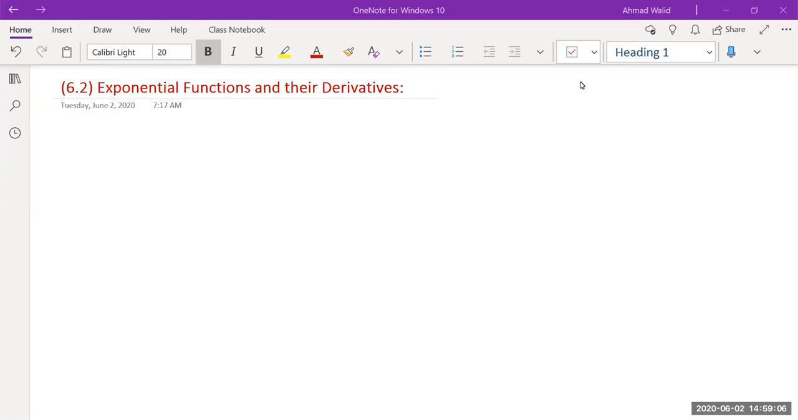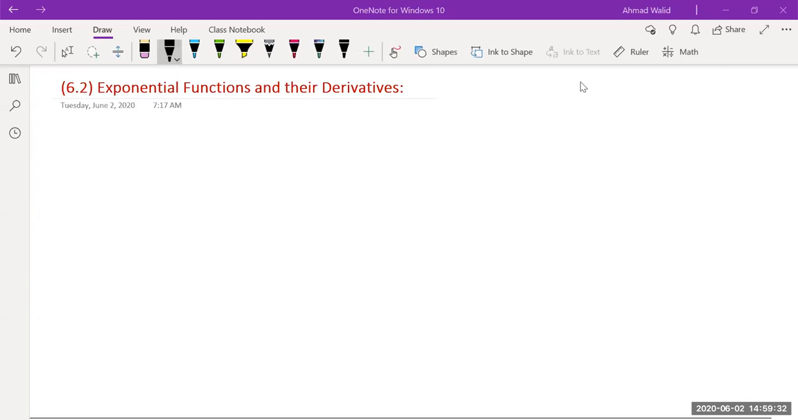Hello all. Today I want to cover for you section 6.2. In 6.2, we are discussing exponential functions and their derivatives. Not only derivatives, I will cover for you some limits of exponential functions and also integral of exponential functions. Let's start with the definition of exponential function.